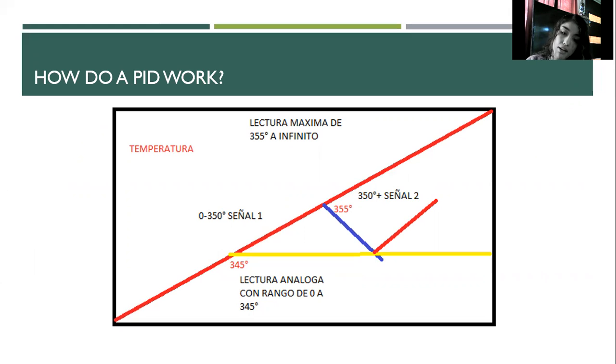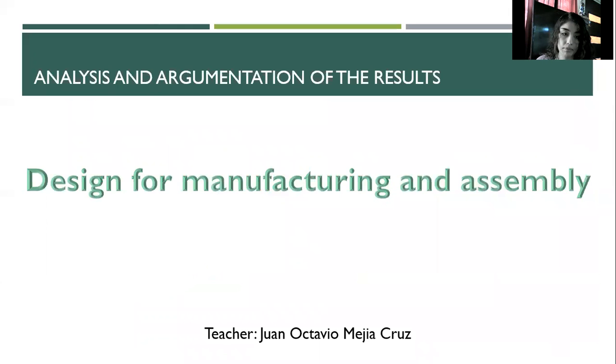And as you can see here, well, the PID will be given the interest to the PLC. As you can see here, if it is too high or it is too low, the PID will control it. And the same for manufacturing and assembly.